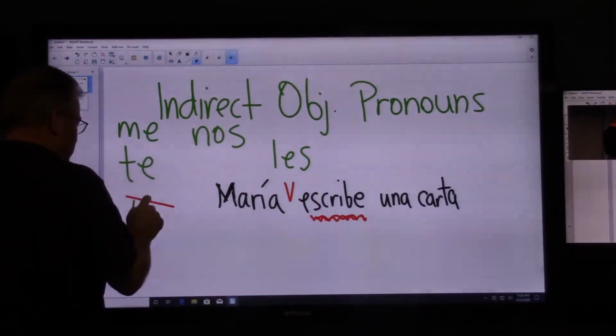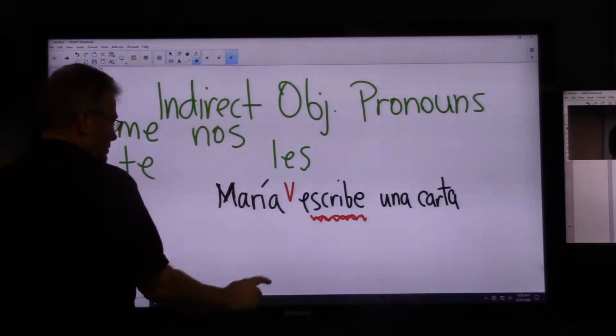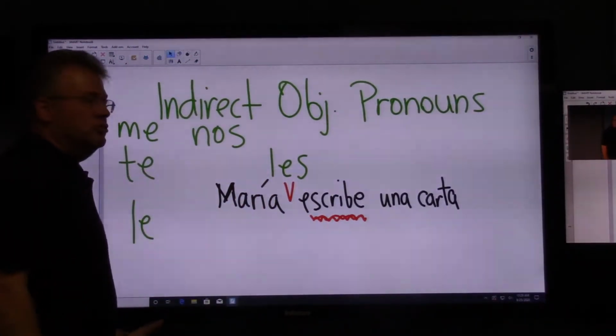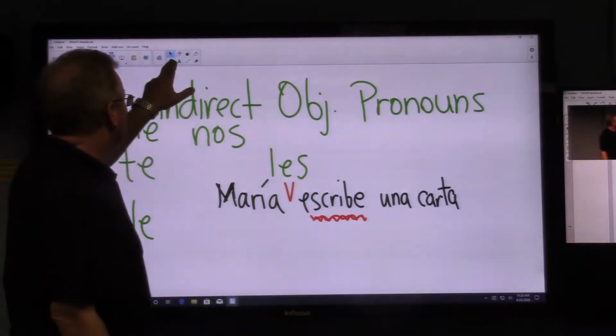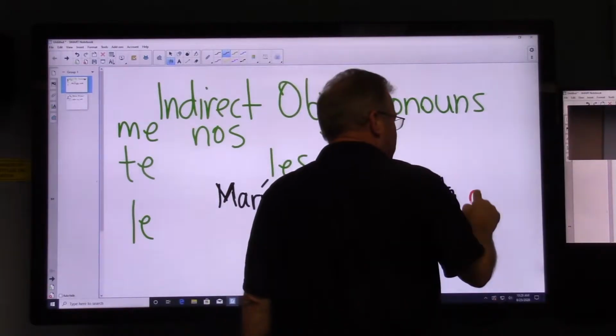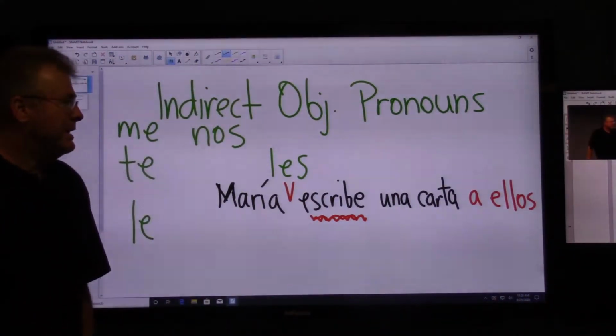María les escribe una carta. I'm just going to move this out of the way and erase it. Okay? María les escribe una carta. To whom is she writing a letter? Well, it could be one of any three different people. I might need to clarify. María les escribe una carta a ellos. Now, to whom is she writing the letter?